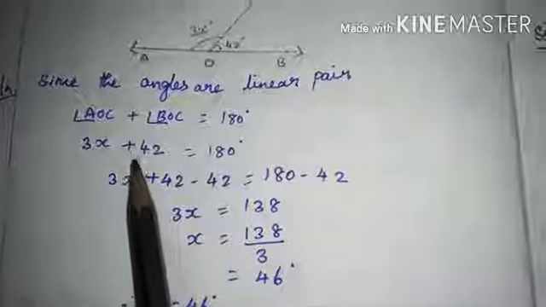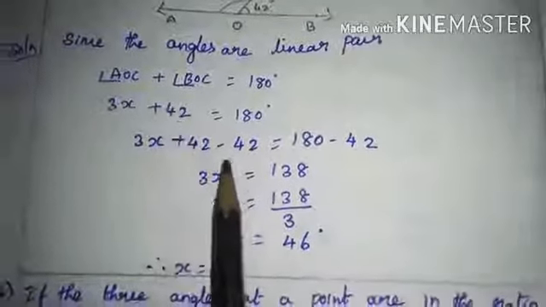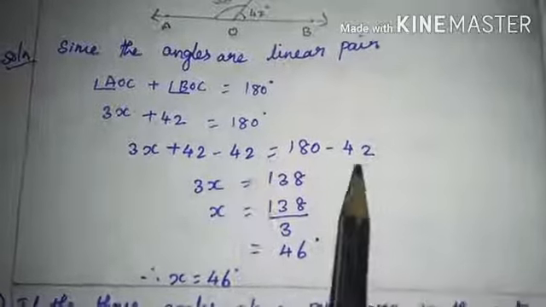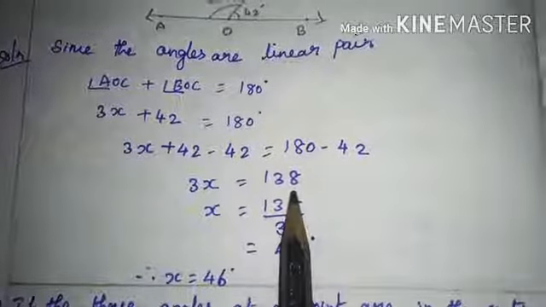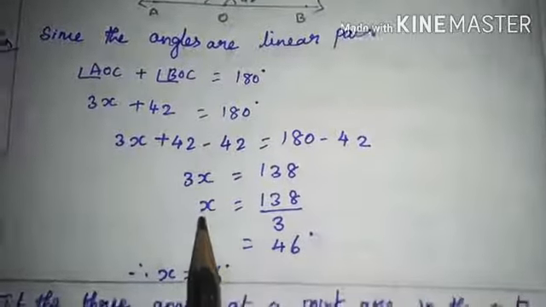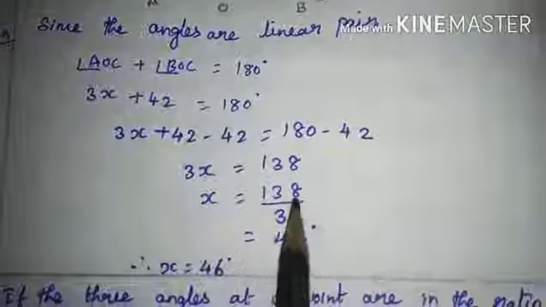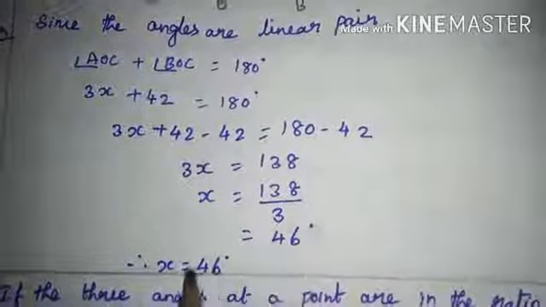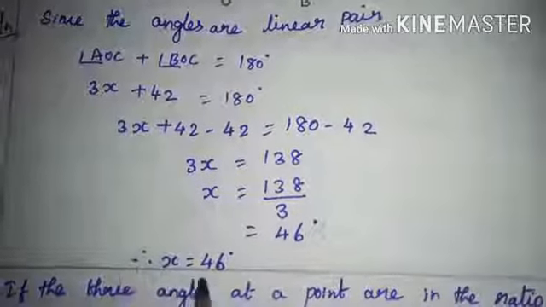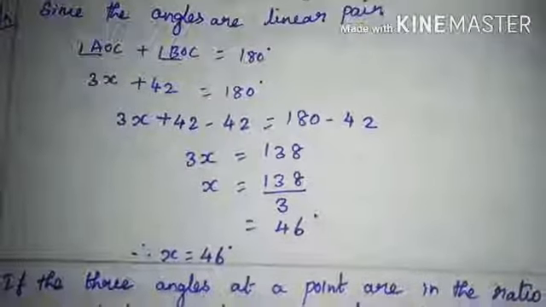First you have to eliminate 42. Therefore, we are subtracting 42 on both the sides. We get 3x equal to 138. Then afterwards, we are going to find the value of x by dividing it by 3. That is, x equal to 138 by 3, we get 46. Therefore, the value of x is 46 degree.